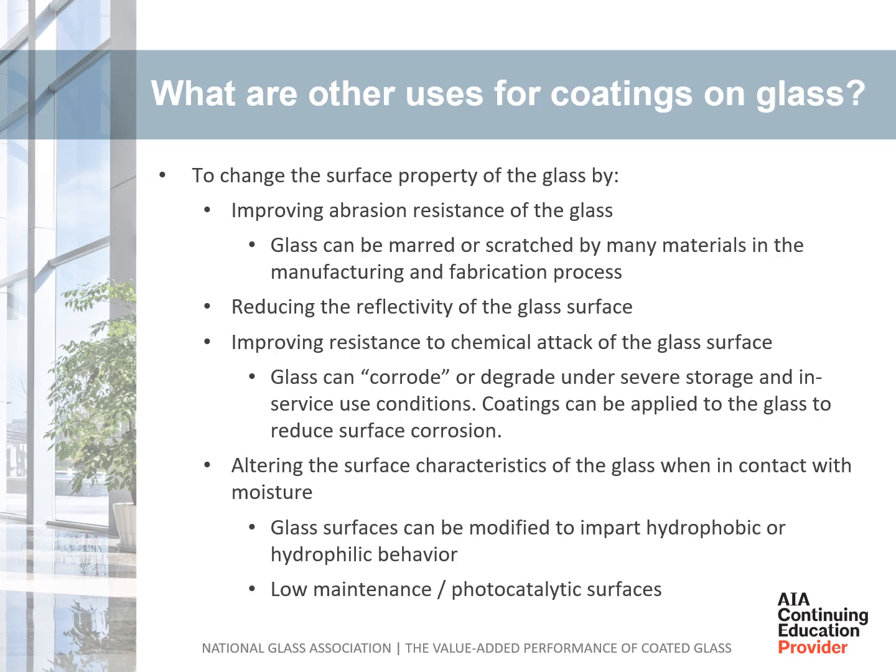Other uses for coatings include changing the surface properties of the glass in order to improve surface abrasion effects, for instance, a diamond-like coating, to reduce the reflectivity for commercial, solar, or lighting applications, to improve resistance to chemical attack, or create barrier layers to change the surface chemistry effects, or to change the surface effects of glass that is exposed to moisture, making it hydrophobic or hydrophilic, for instance, low-maintenance glass.